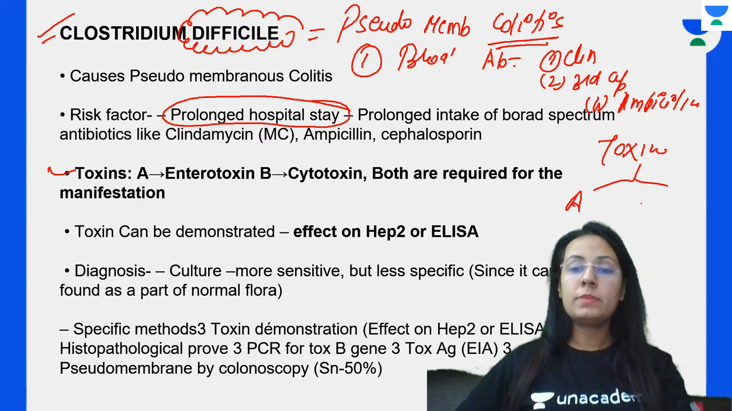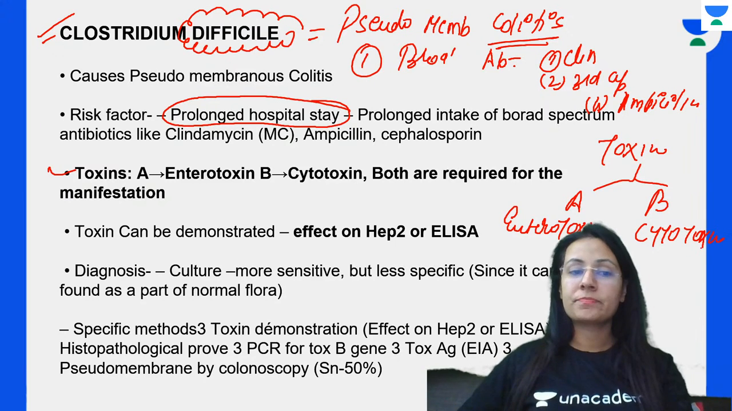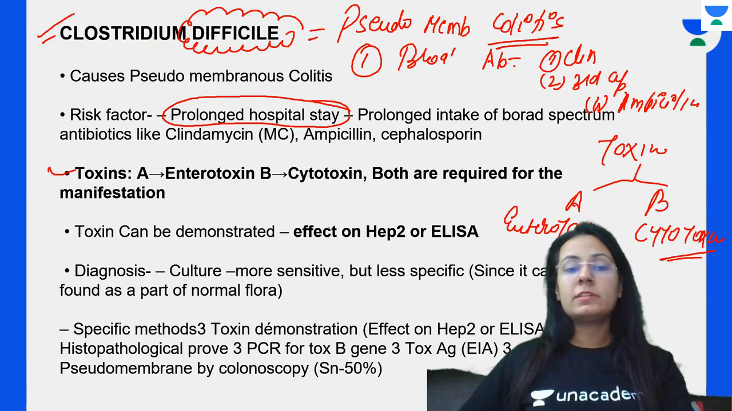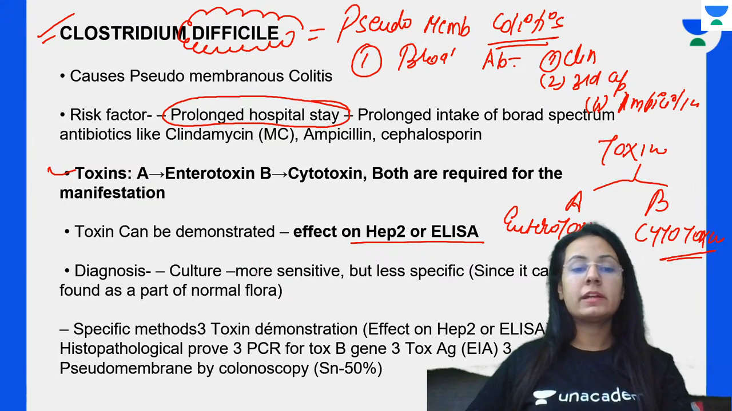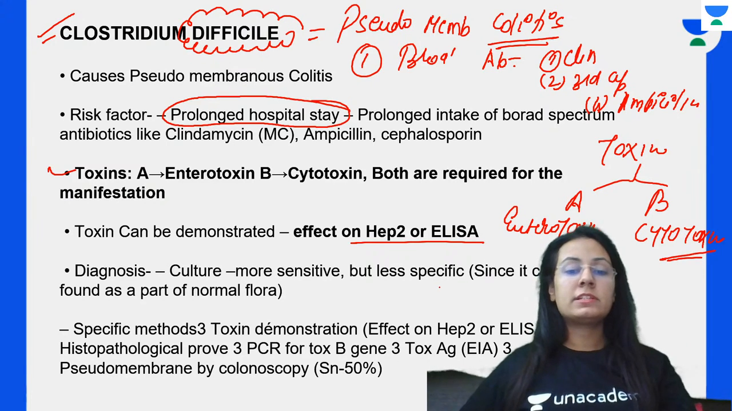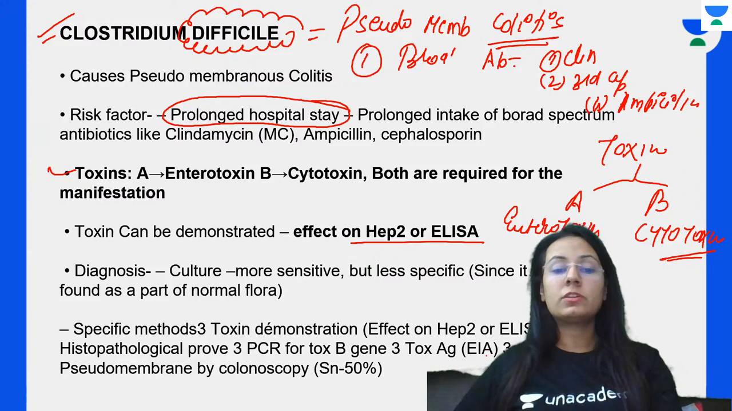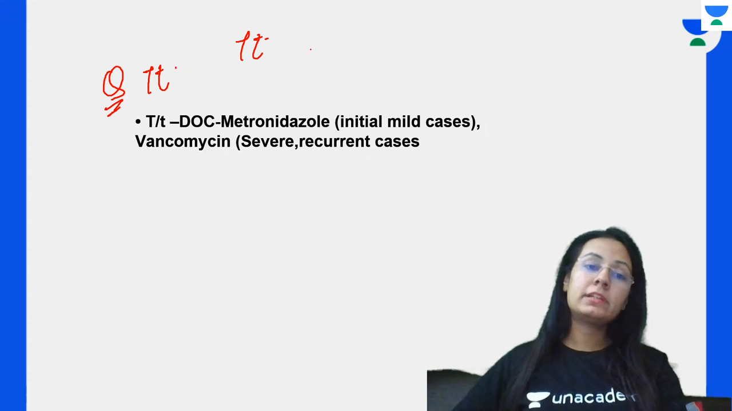Two types of toxin, A and B. As I told, A is an enterotoxin, and B is a cytotoxin. They can be demonstrated on HEp-2 or by ELISA. Diagnosis by culture is more sensitive, and specific methods for toxin demonstration are done, and pseudomembrane is seen by colonoscopy. Remember, very important is the treatment.